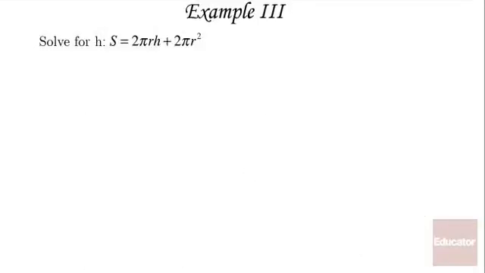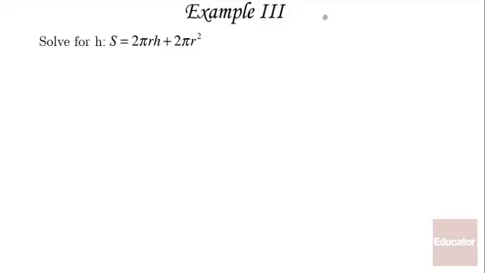In this example, I'm being asked to solve for h, and actually I recognize this as the formula for the surface area of a cylinder. S equals 2 pi rh plus 2 pi r squared.